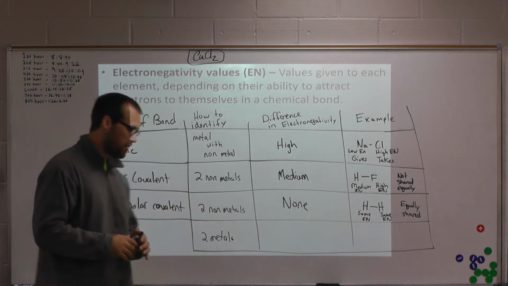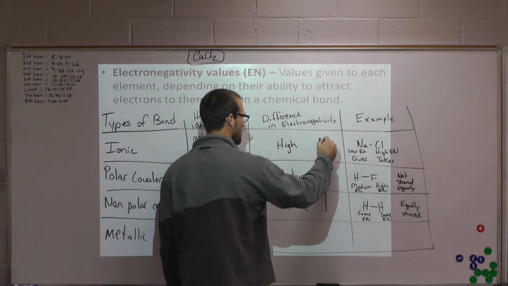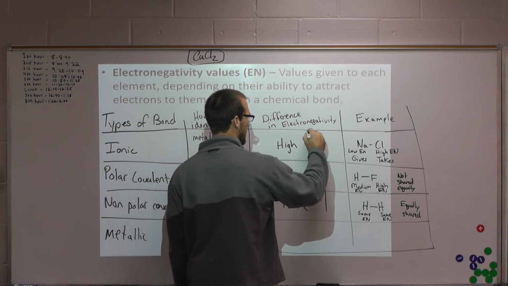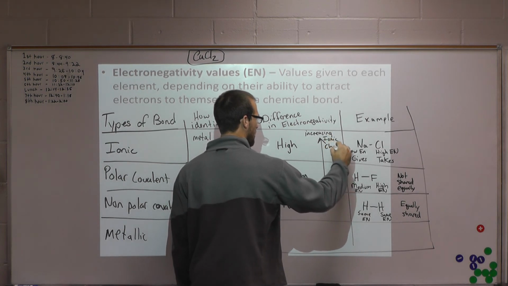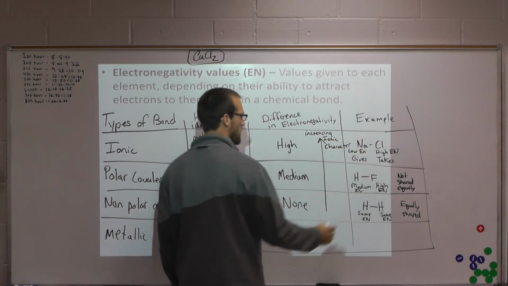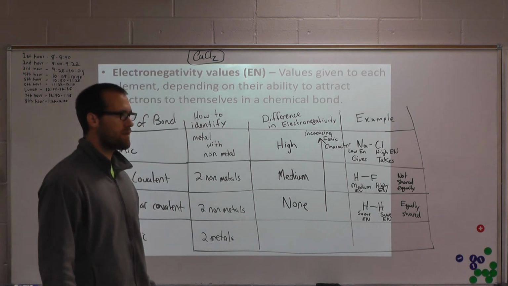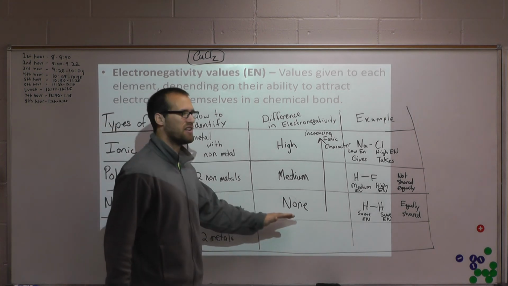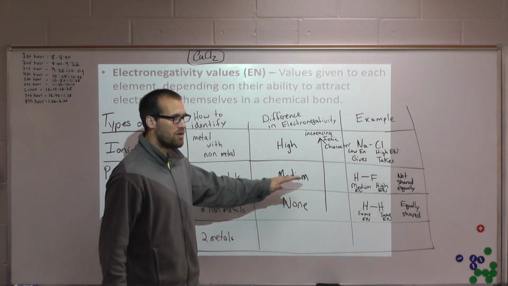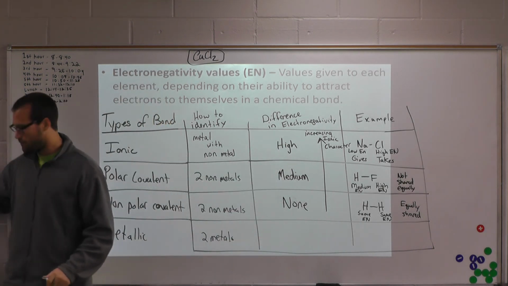Okay, last one here. Notice this trend here. I would say increasing ionic character. What do I mean by that? As my electronegativity differences increase, what you see is it increasingly becomes more polar.